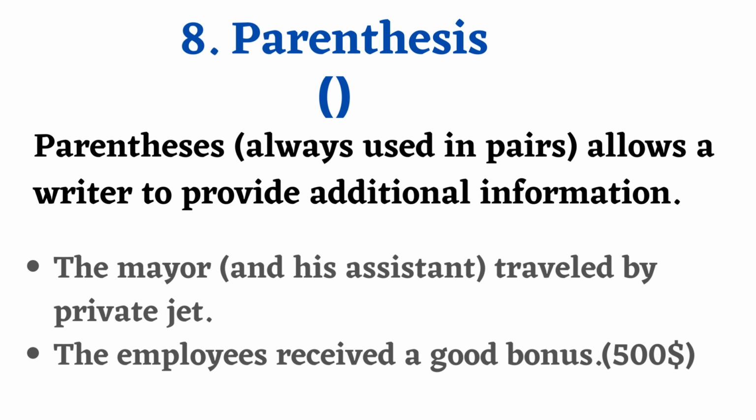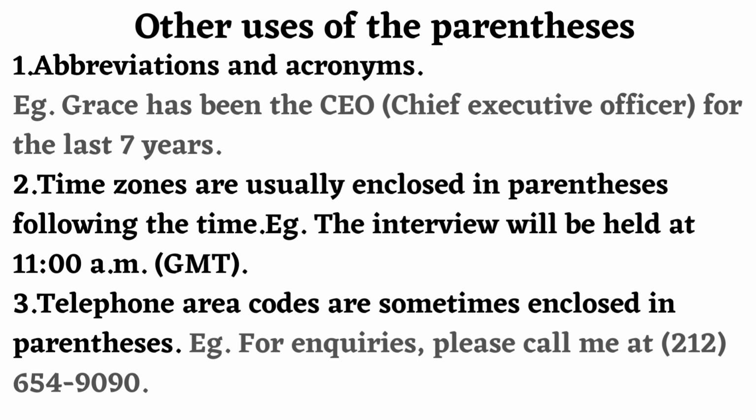The employees received a good bonus ($500). In the parentheses, we have $500. This tells us exactly how much the employees received as bonus. We have several other uses of the parentheses. For example, in abbreviations and acronyms. Grace has been the CEO (Chief Executive Officer) for the last 7 years. CEO is the abbreviation for Chief Executive Officer.